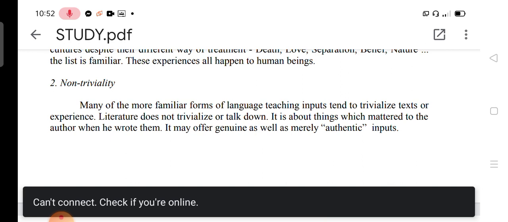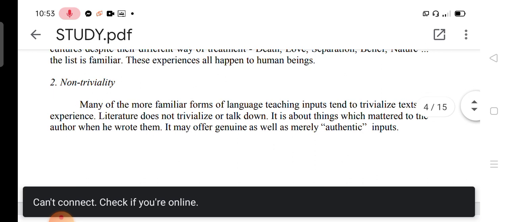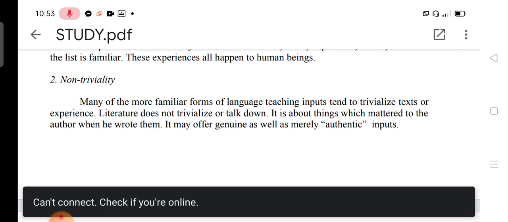Example, let's say, Betty rides a bus to school. Betty rides a bus to school is just a sentence made to present to you certain lexical patterns, syntactic patterns of a certain sentence. How do we form this particular sentence? But if we don't know Betty, who cares about Betty riding a bus to school, right? So literature, on the other hand, is serious. It's non-trivial. Why? Because literature does not trivialize or talk down.